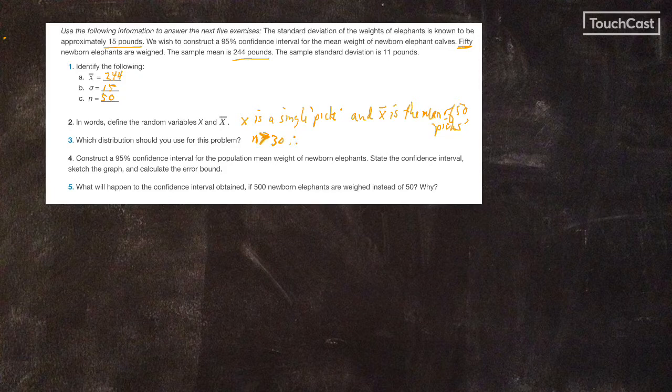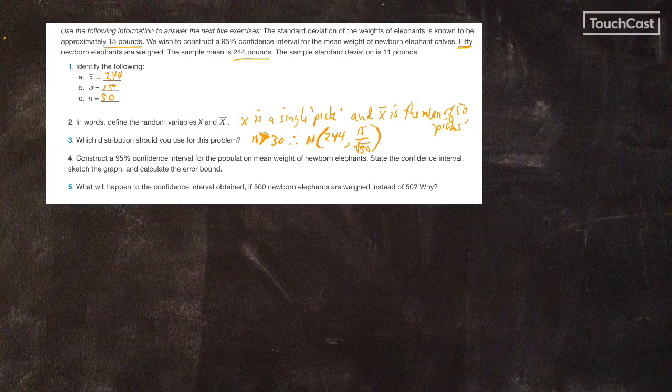And therefore, the distribution is a normal distribution with a mean of 244 and a standard deviation of, now remember, we have to calculate the standard deviation of the sample mean differently than we would if it was just the population standard deviation. So we take the population standard deviation and divide it by the square root of the sample size. So in this case, it would be the square root of 50.